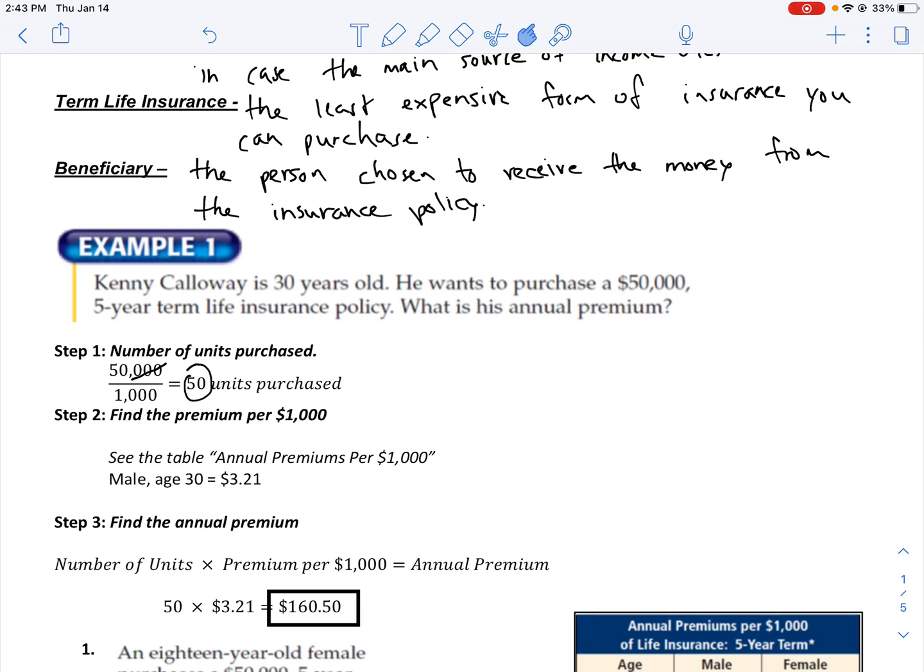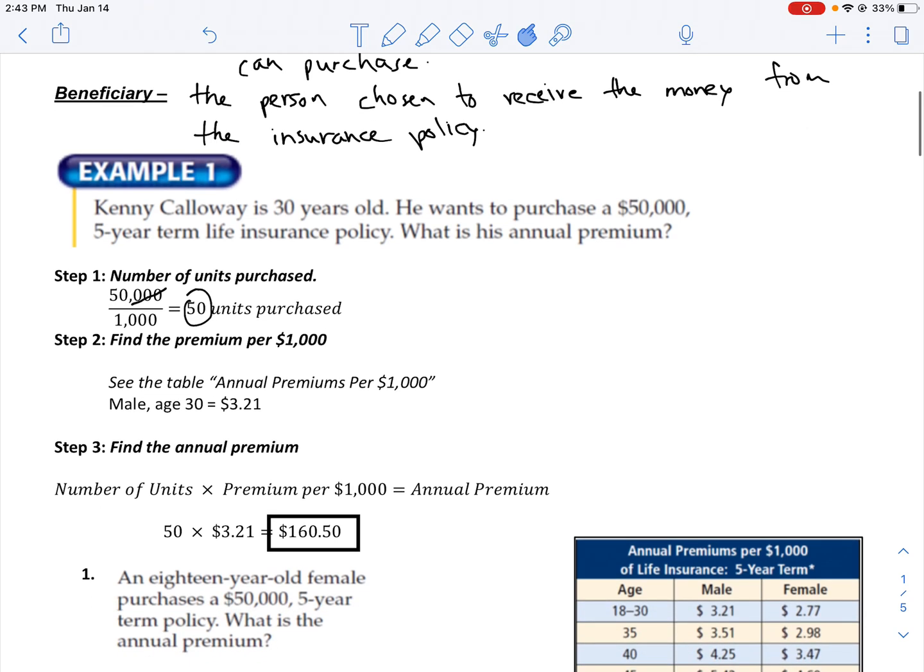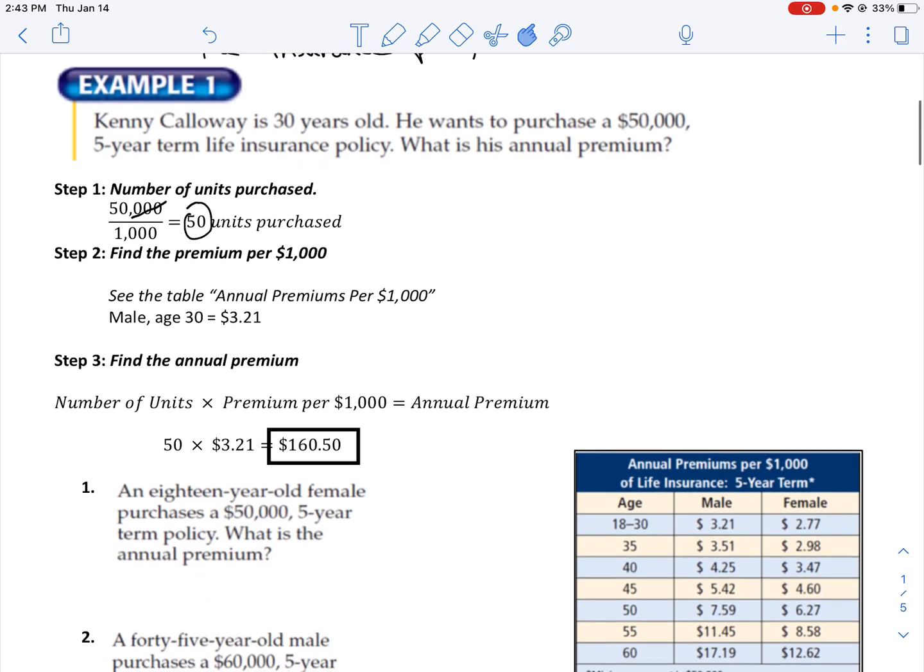We then need to use this table to figure out his annual premium. Well, he's 30 years old and a male. So 321, multiply the 2 to get his annual premium. Pretty straightforward. But let's look at some examples on our own, and let's give them a try.